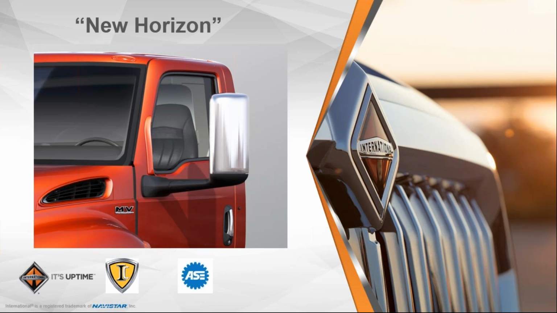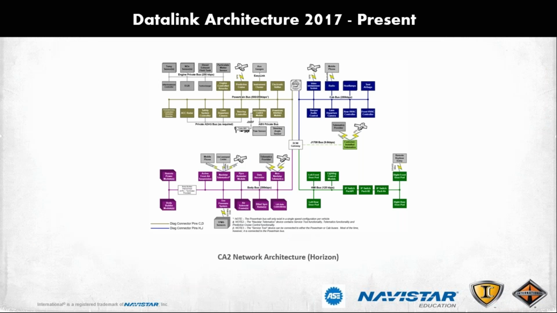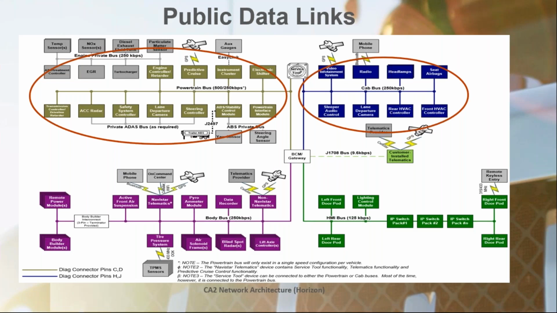So within this, we have public and private data links. The circles here indicate the public ones. So the ones you're going to see on the Datalink connector, the DLC they call it, underneath the dash where you connect your scan tool or laptop to. These public ones, the upper right is called a cab bus, which is 250,000 bits per second. That's the baud rate on that, and you see some of the different modules that may be communicating on that.